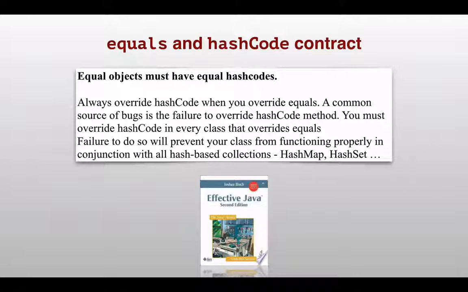So given that, it's very important that you provide a meaningful hashcode API as well when you provide an equals method implementation.